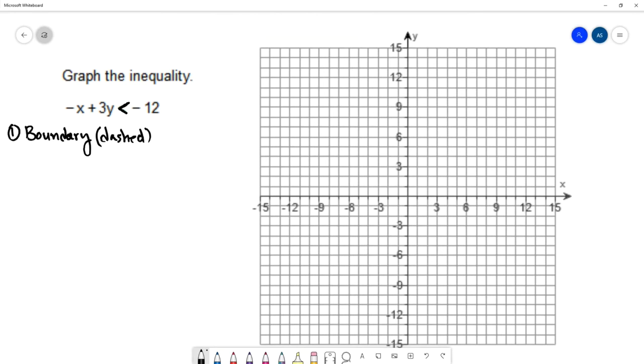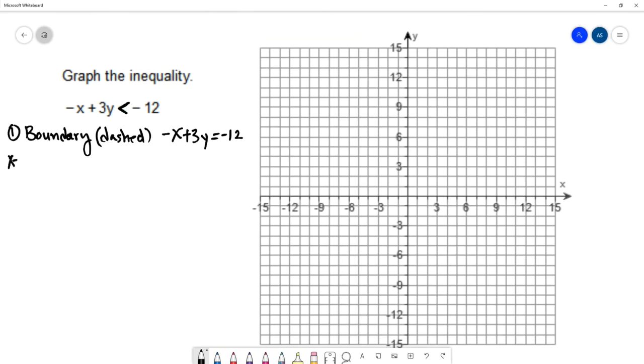That boundary is going to be -x plus 3y equals -12. So we just changed that inequality symbol to an equal symbol. Now, we've learned in this class multiple ways to graph straight lines. We've learned to plot points, we've learned to use slope-intercept form, and we've learned how to use the intercepts to graph a line. In this example, I'll use the intercepts to get a little variety of practice.